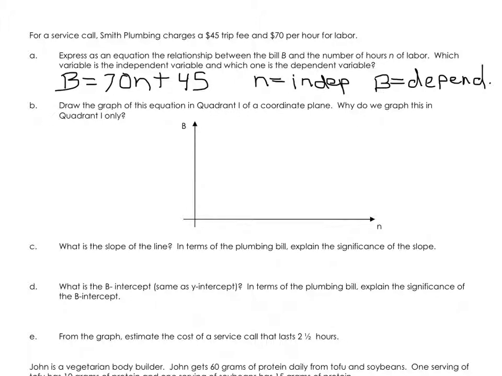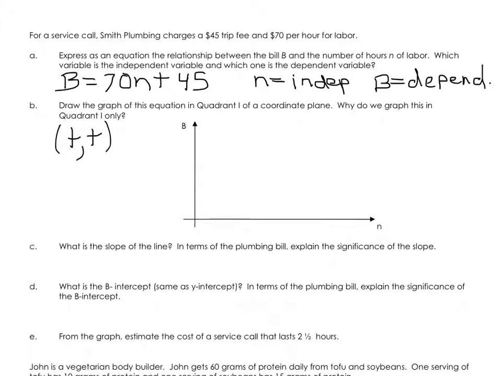We want to graph this just in quadrant 1. Why just quadrant 1? Well, remember, quadrant 1 is where both variables are positive. So, can you work a negative amount of hours? No. Could your bill be negative? I don't think so. They always want you to pay them.